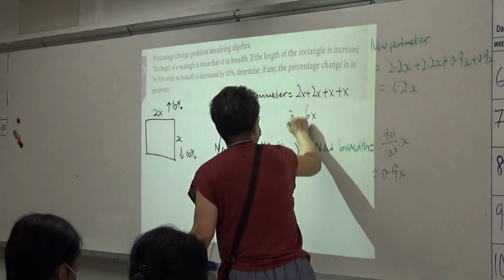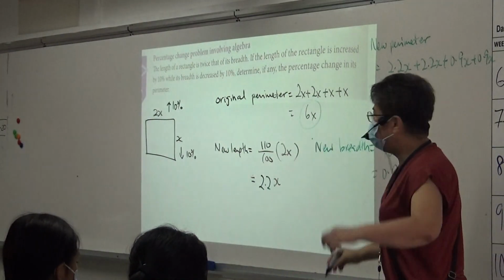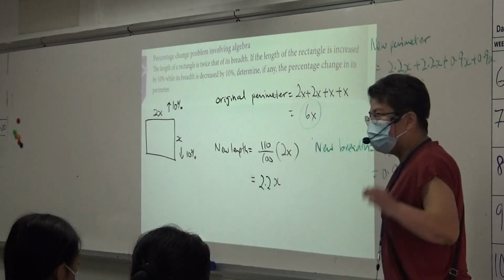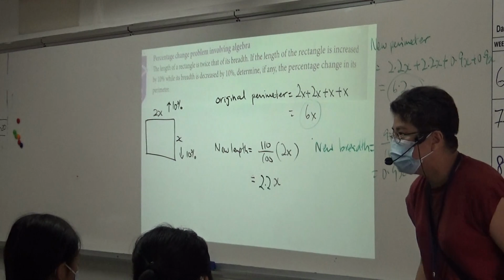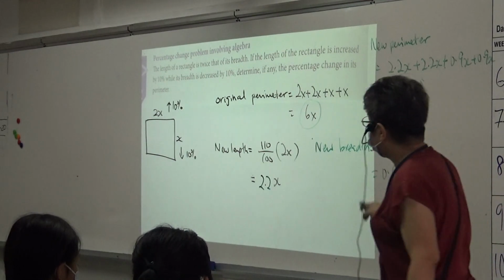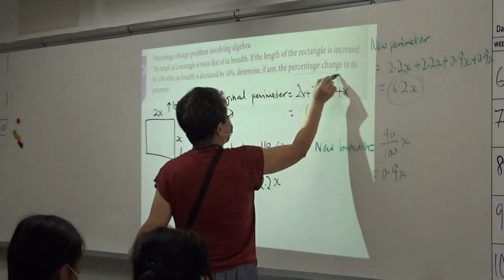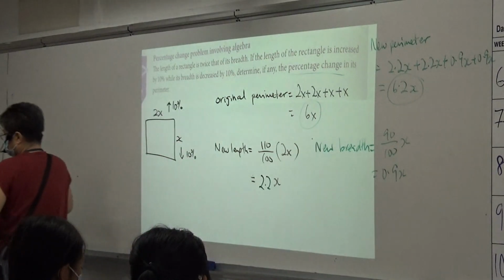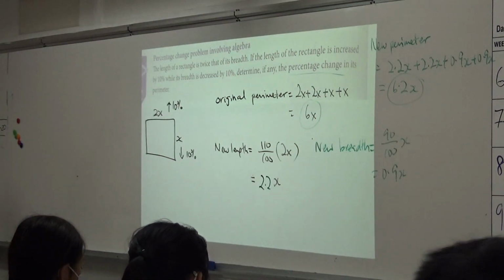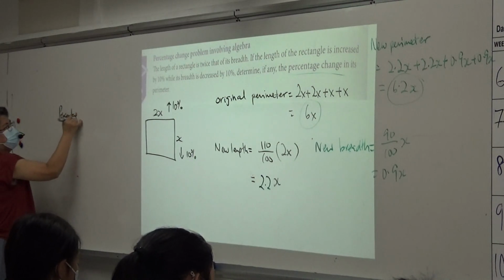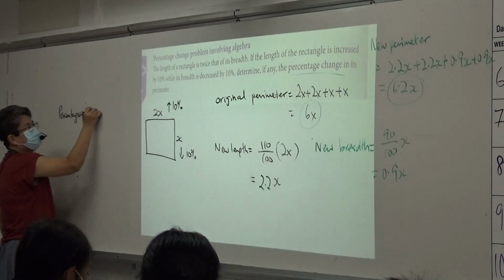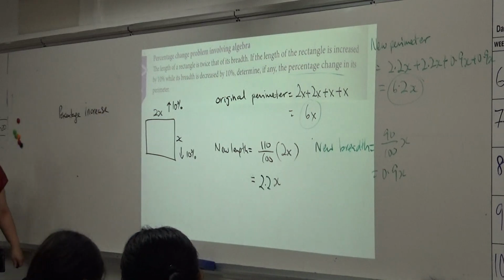The original one is 6x. Now it's what? 6.2x. Is it an increase or decrease? Increase, right? What did the question ask for? Percentage change. Okay, so all of you look up. Percentage. It should be increased, correct?